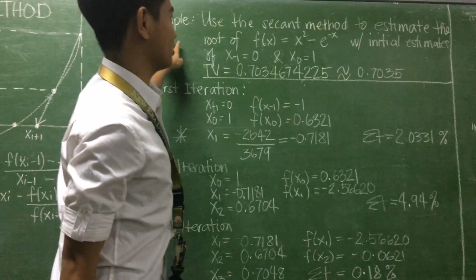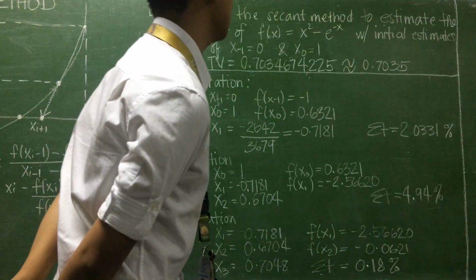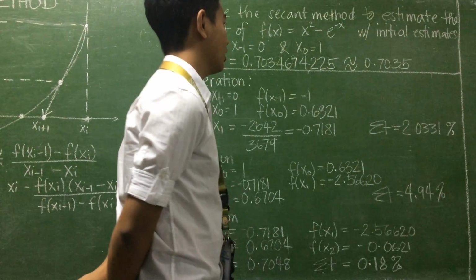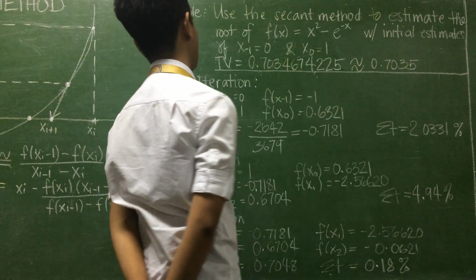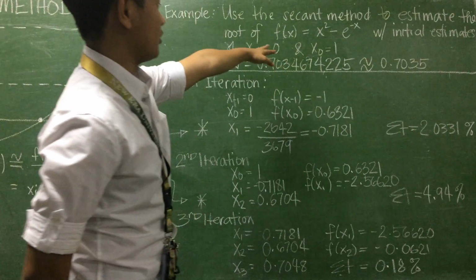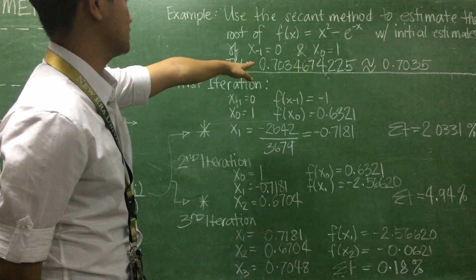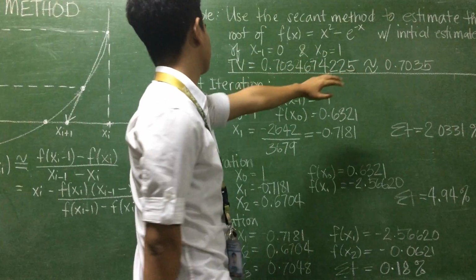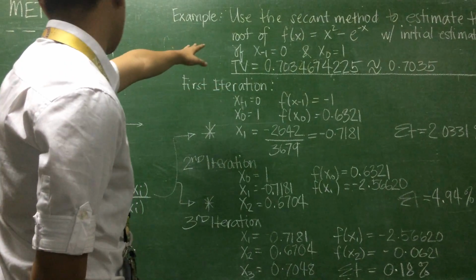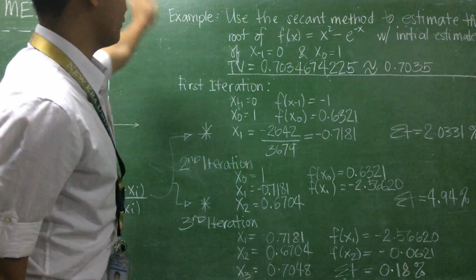Use the secant method to estimate the root of f of x is equal to x squared minus e raised to negative x with initial estimates of x sub negative 1 is equal to 0 and x naught is equal to 1. The true value is 0.735. Now, we will use the iterative equation in solving the problem.